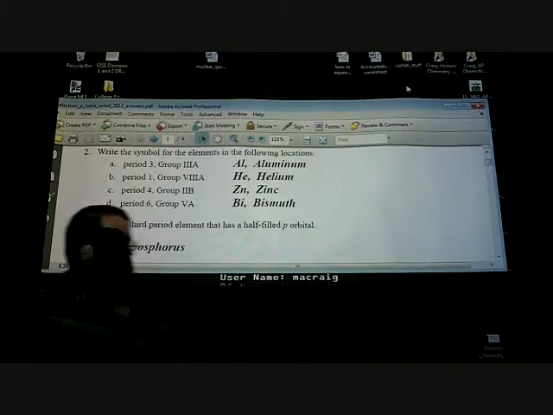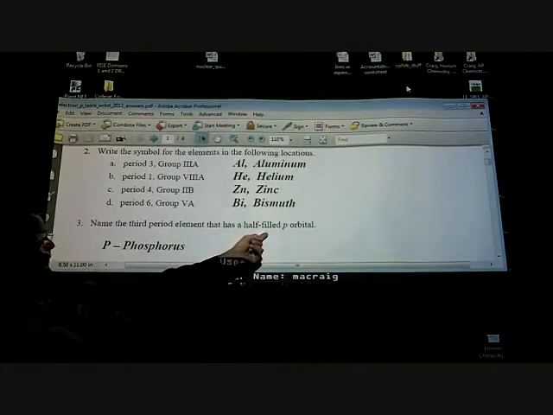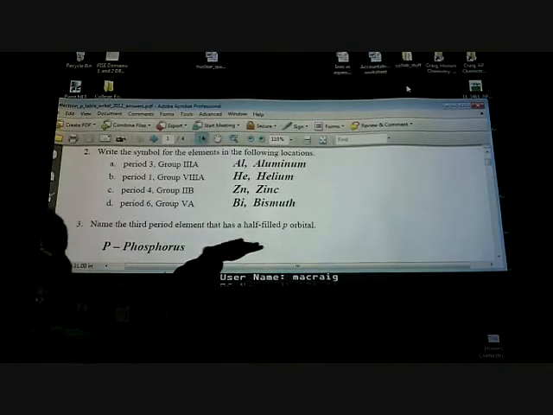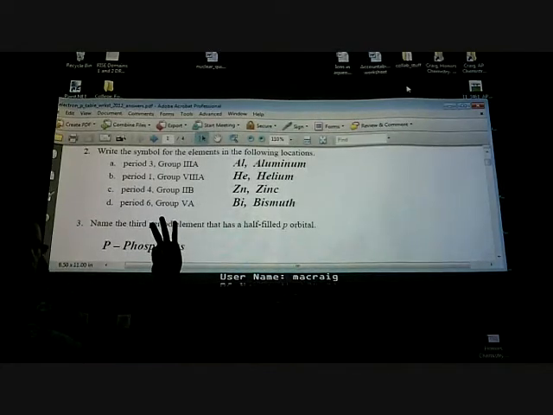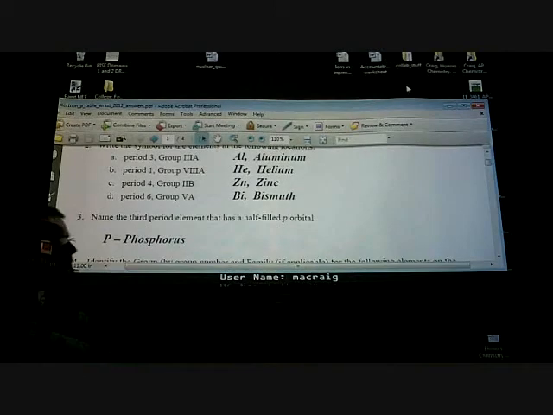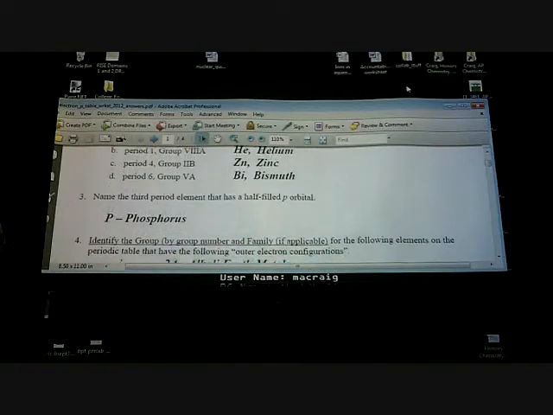And then electrons. So if the question asks, name a third period element that has a half-filled p orbital, well, that deals with all the p's. So if there's 3 orbitals, 1 electron in each. So 3. So phosphorus. And you'll see more questions like that on the test, I promise.